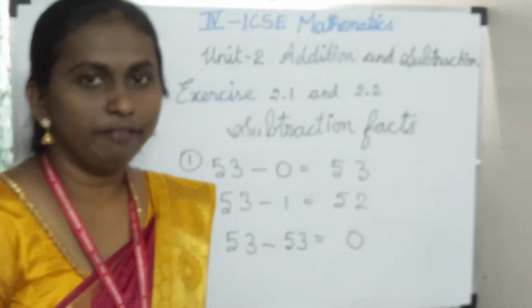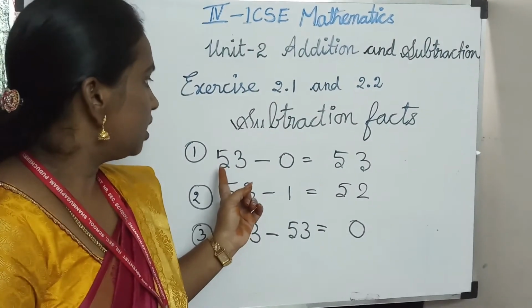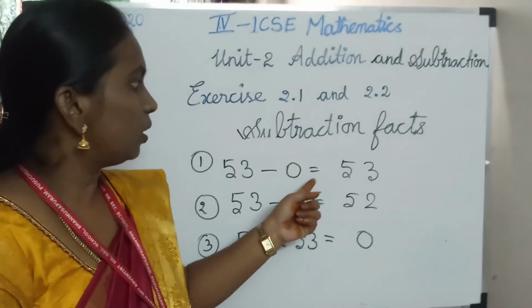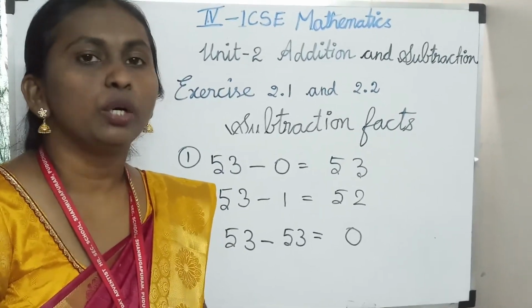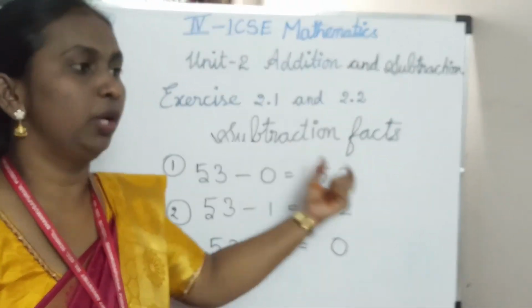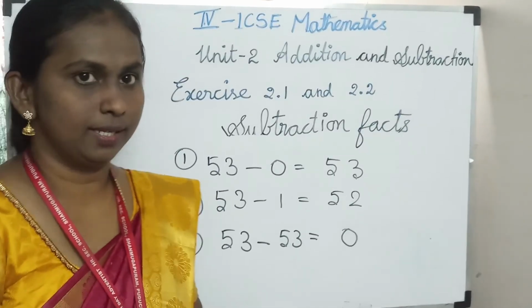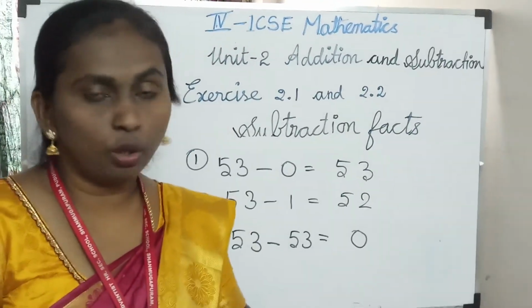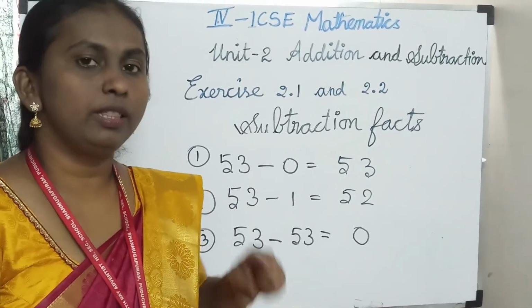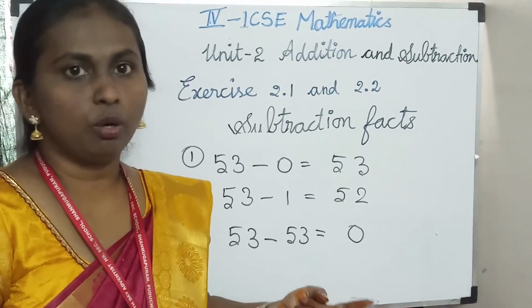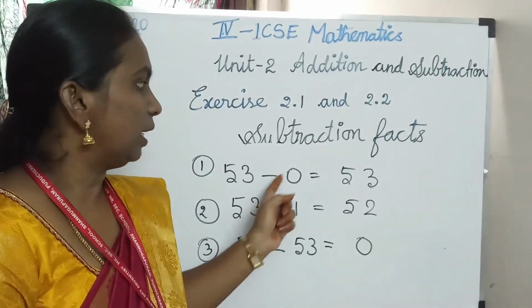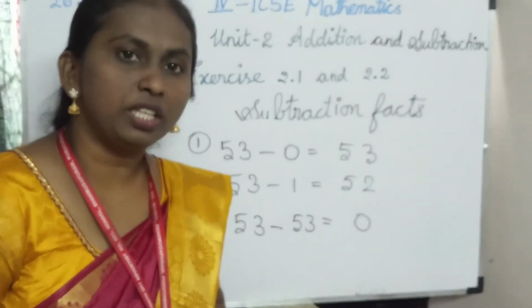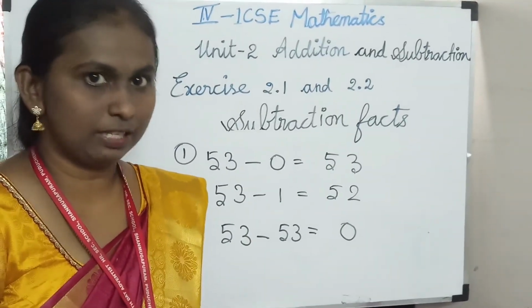Now the subtraction facts. First thing is 53 minus 0 is equal to 53. Whenever we subtract 0 from a number, the same number is the answer. In addition also we saw that when we add 0 to any number, the same number comes. Similarly here, 53 minus 0, the same 53 is the answer. That is the first fact.